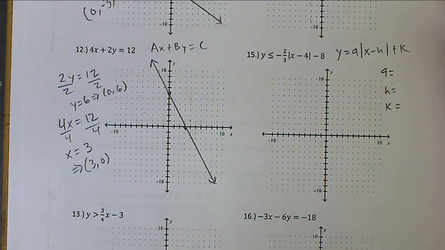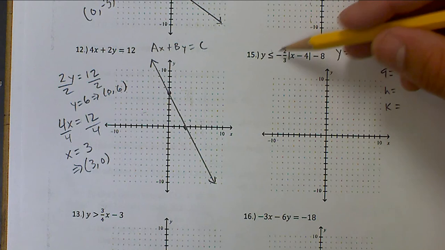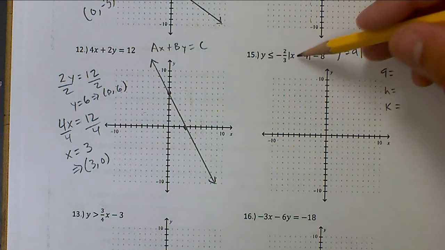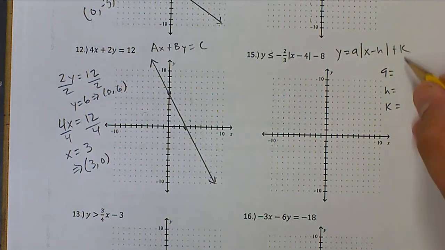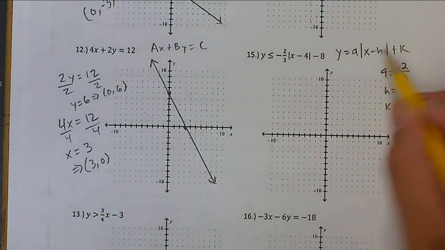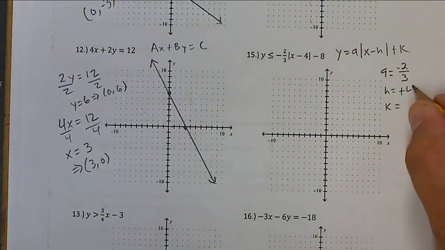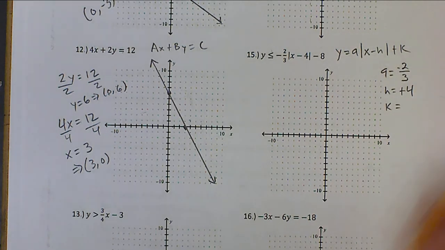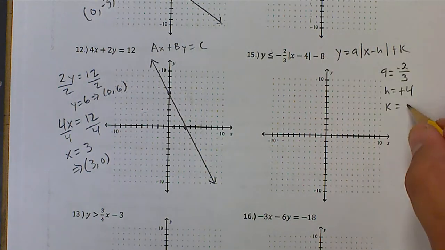Looking by inspection at the absolute value inequality, y is less than or equal to negative 2/3 times the absolute value of x minus 4, minus 8. You can see that a has to equal negative 2/3. H, okay, remember the form has a negative. You take the opposite. This looks like a negative 4, but h is really a positive 4. Okay, and then k, the constant at the end, is negative 8.